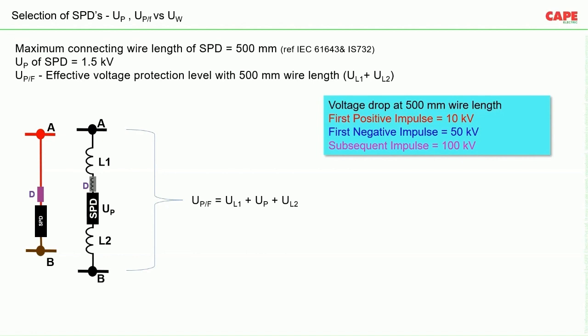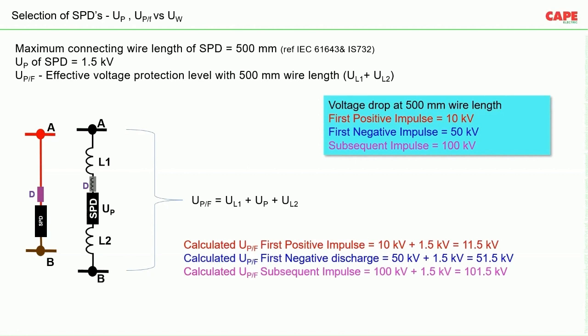The first negative impulse will have a voltage drop of 50 kV. We have seen that for 1 meter it was 100 kV, so for half a meter it is 50 kV. For subsequent impulses, for 1 meter it was 200 kV. So for half a meter of wire length, which is the standard recommendation by the standard, it is 100 kV.